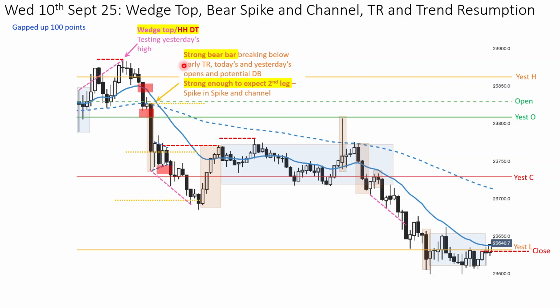After that, the strong bear bar down is strong enough to expect a second leg. I think it's reasonable to short the low one on the strong bear bar here. And after that didn't work, this is essentially a 2-leg pullback in the small triangle trading range. So it's reasonable to short below this bear bar at the small triangle.